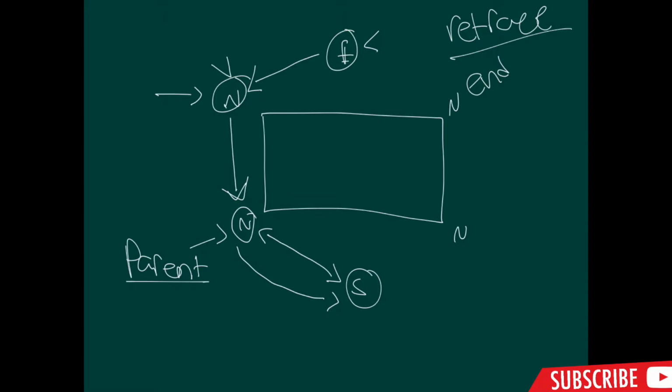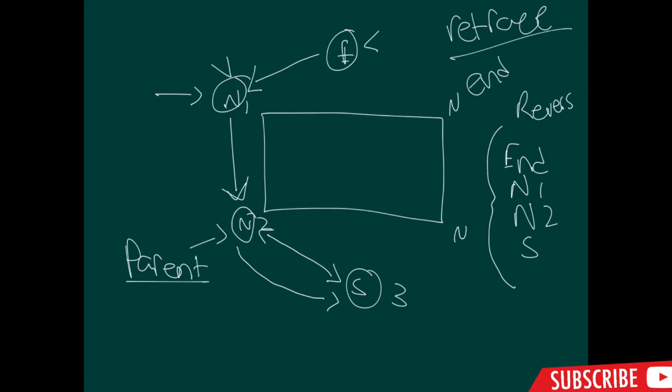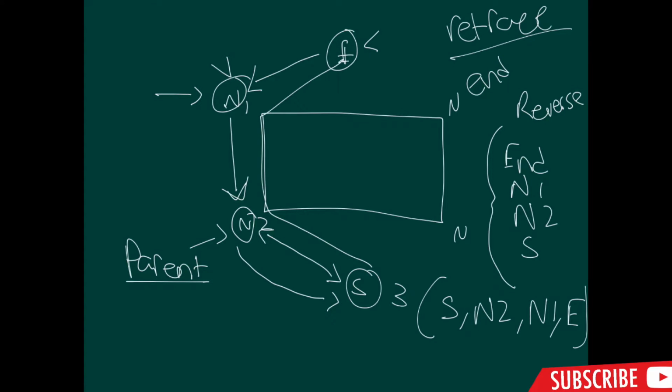Then all we have to do is create a list. So the list would go like this: end, and then we'll call these n1, n2, n3. So the list will go n1, n2, and then the start, okay? This is our list, and all we have to do is reverse it, and we'll get start, n2, n1, and end, which is basically our path, which our player can follow back to the end.